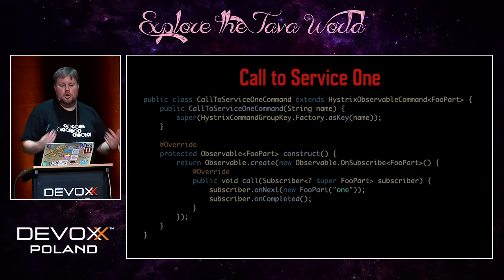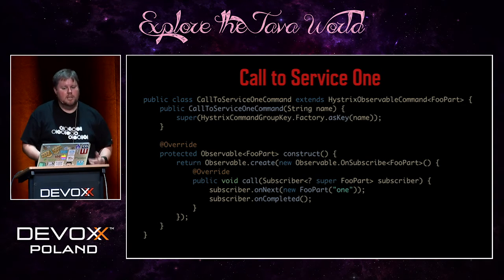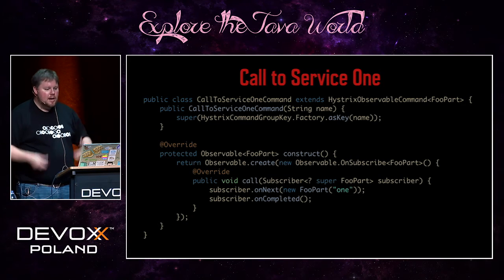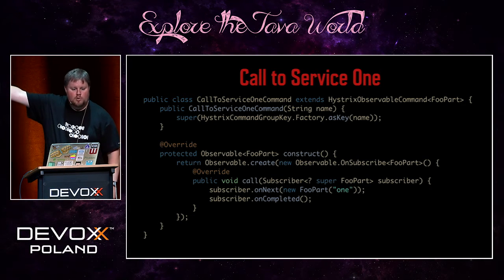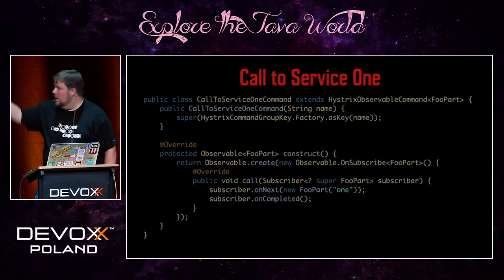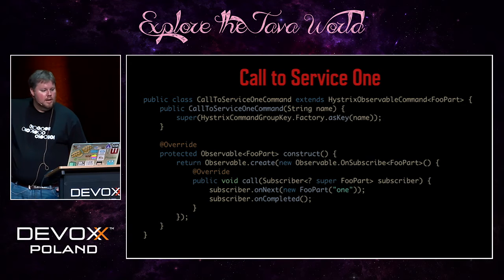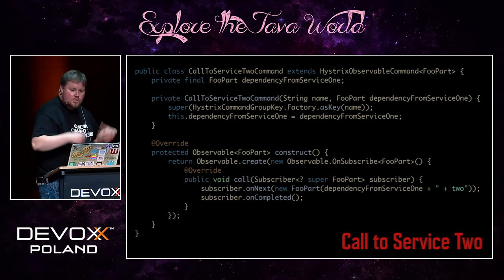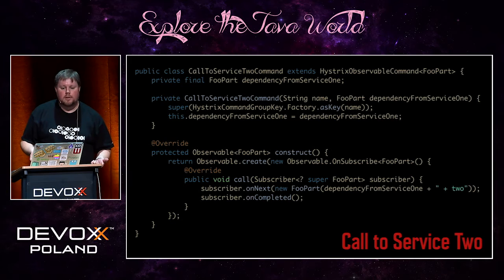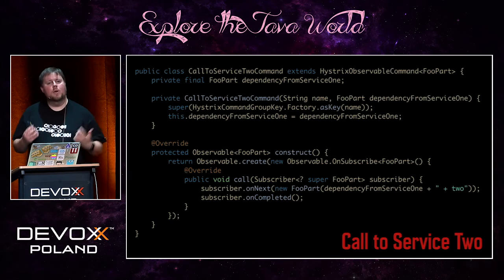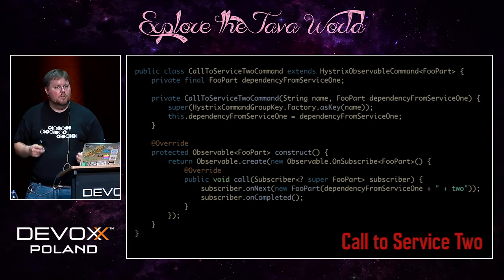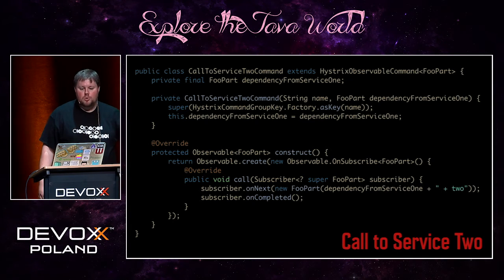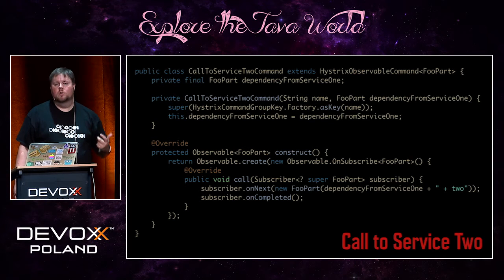You drill down into the service calls themselves, we're now implementing not Hystrix command, but Hystrix observable command, and that allows me to use the RxJava API directly. And so in this case, I'm constructing an observable instead of implementing a run method. And in there, I actually do the observable.create and do the implementation of onSubscribe. You look at the call to service 2, it is also basically the same idea. We implement Hystrix observable command, except now we have an additional constructor argument that is the foo part, the result of the dependency from service 1. We implement construct, and we use the dependency to service 1 as part of the onNext call.